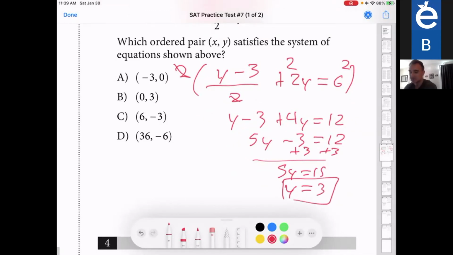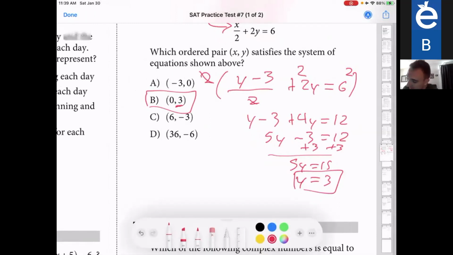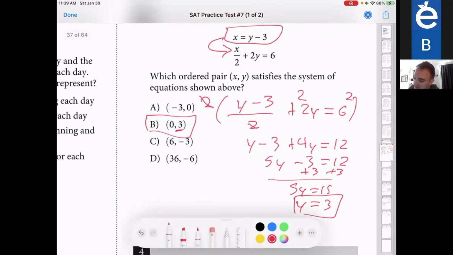If I look at my answers, the only one that has y as a value of 3 is B, so that must be my answer. Let's go through, though, and check what our value for x should be. We're saying now that our x must be equal to 0, just to be sure, because you might not have substituted in the way I did. So let's double check this. So now that y is equal to 3, I want to solve for my x term. And to me, the easiest way to solve for my x term would be to plug this y equals 3 value right into this equation.